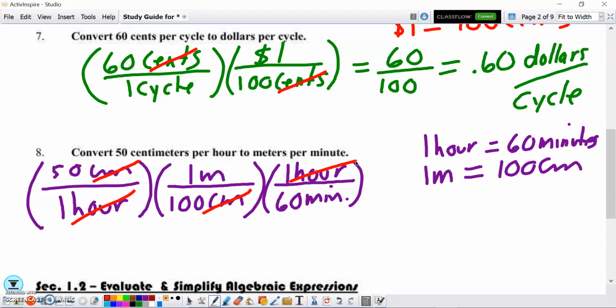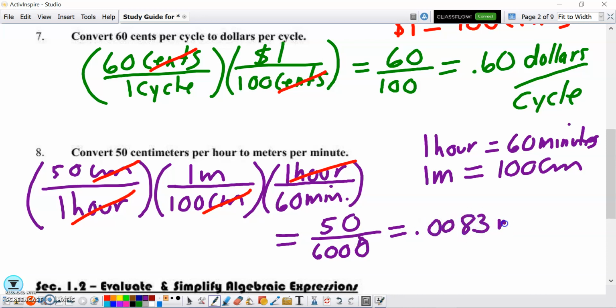So if we take the top and multiply, we get 50. The bottom, multiply, that's 6,000. Type that in the calculator, and we get 0.0083 meters per minute. Voila. All right, that's the end of section 1.1.